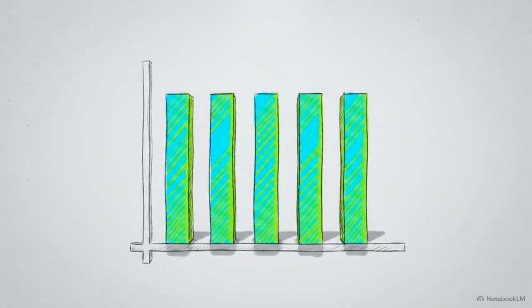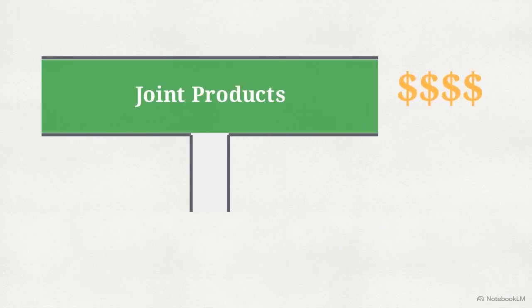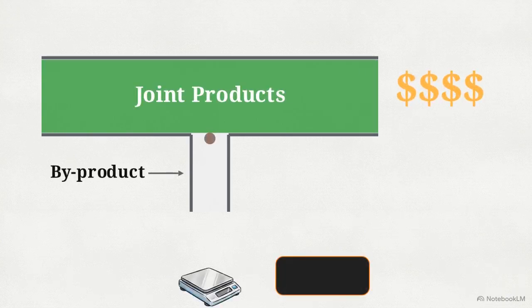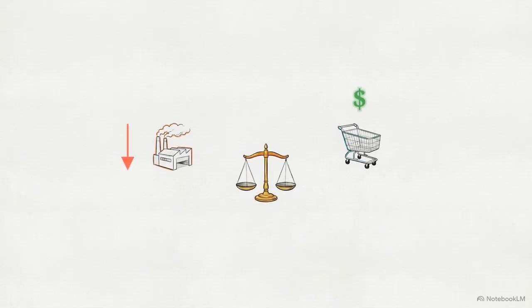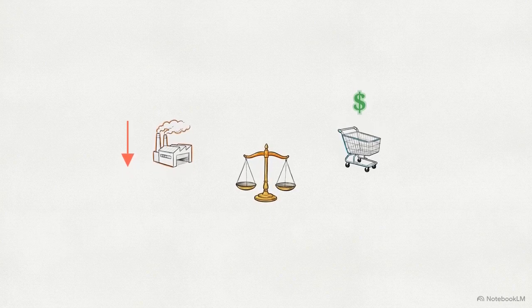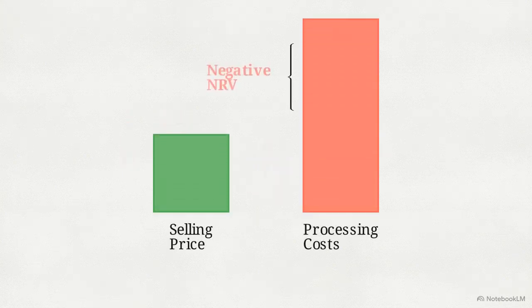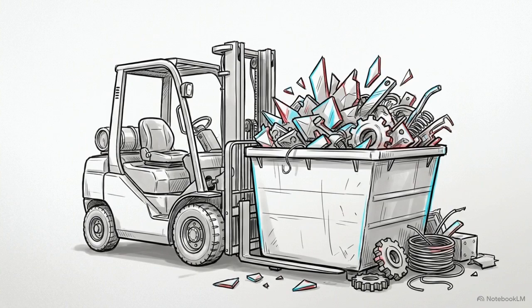Manufacturing also produces anomalies, byproducts. These are outputs generated simultaneously with the main joint products, but they carry a relatively minuscule total market value. The defining managerial question for a byproduct is simple. Do the benefits of processing it further and bringing it to market actually exceed the costs of doing so? If the selling price minus additional processing yields 0 or a negative number, the NRV is negative. The byproduct must be immediately discarded as scrap.